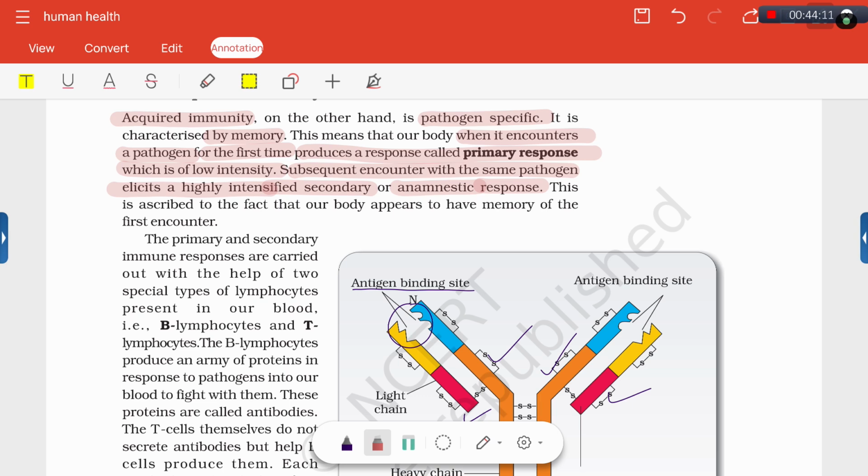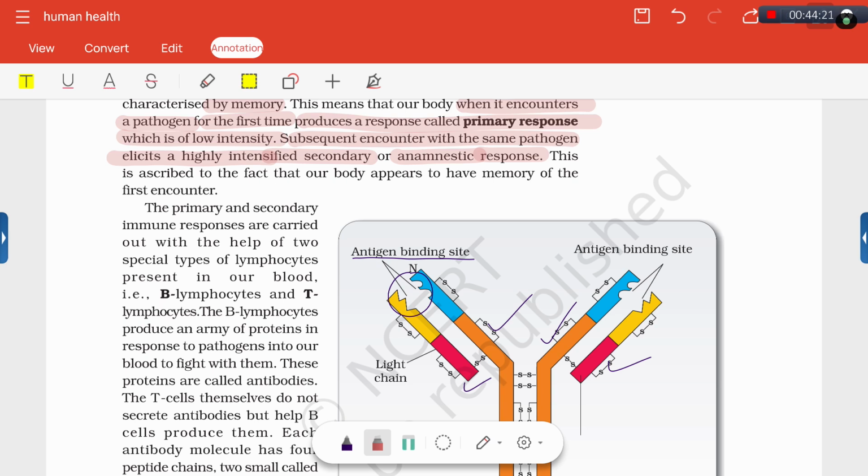The body shows a secondary immune response, or an amnestic response. May I know why the second response is very fast? Because the body already retains the memory of the first encounter, right? This is ascribed to the fact that our immune system has the capability of retaining the memory of the first encounter. This is not happening in case of innate immunity.